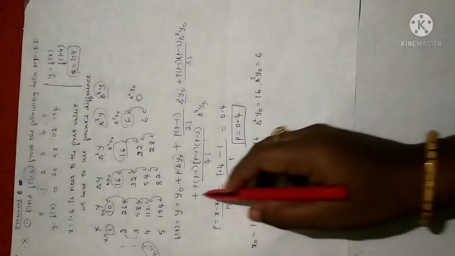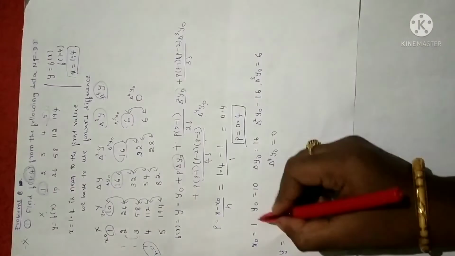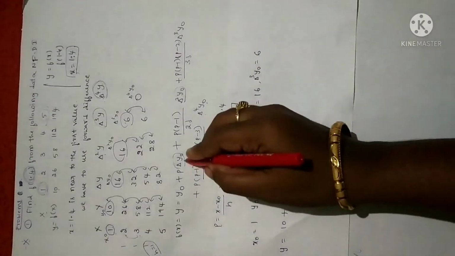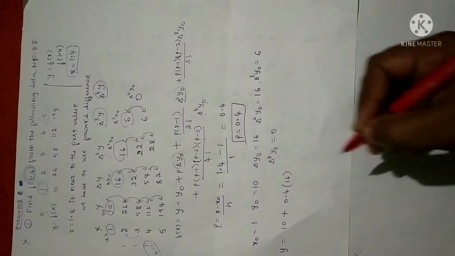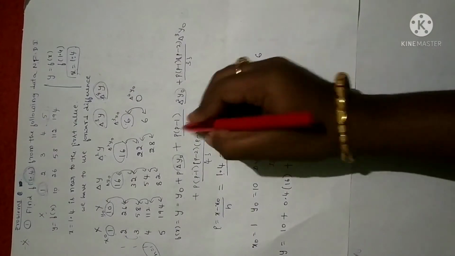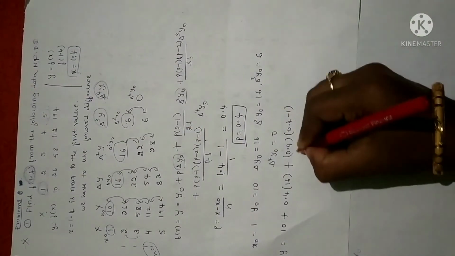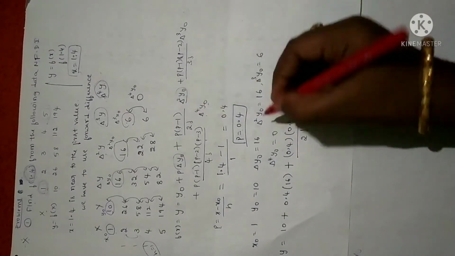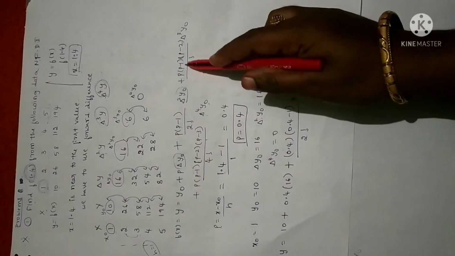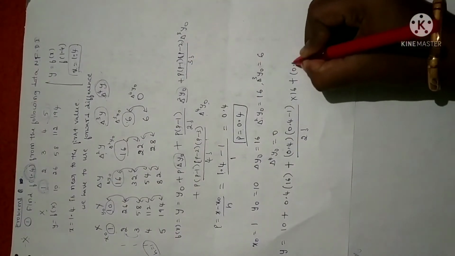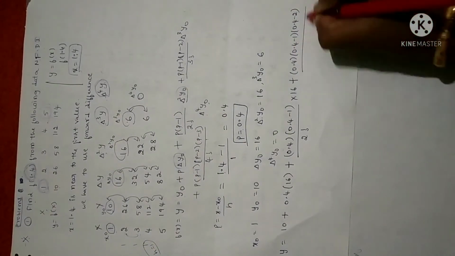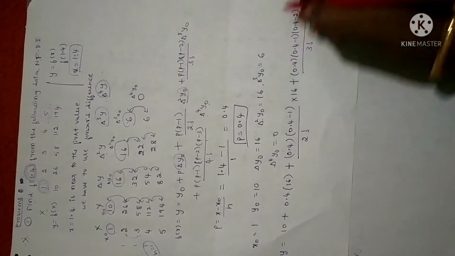So let me substitute all these values in the formula. You will get y is equal to, what is the value of y naught? 10 plus p. The p value is 0.4 into delta y naught. Delta y naught is 16. Next, plus second term: p is 0.4, into p minus 1, 0.4 minus 1, divided by 2 factorial, into delta square y naught. Delta square y naught is 16. Plus next term: p into p minus 1 into p minus 2. P is 0.4 into 0.4 minus 1, 0.4 minus 2, divided by 3 factorial, into delta cube y naught, which is 6.